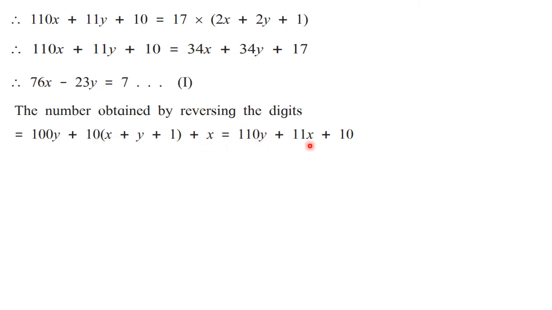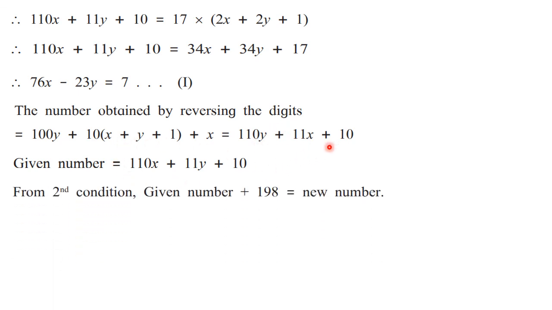10x plus x is 11x, and 10 as it is. See these numbers, only the position of x and y is interchanged. So this is the number which we obtain by reversing the digits. Now make use of the condition. This is the original number and this is the reversed number.